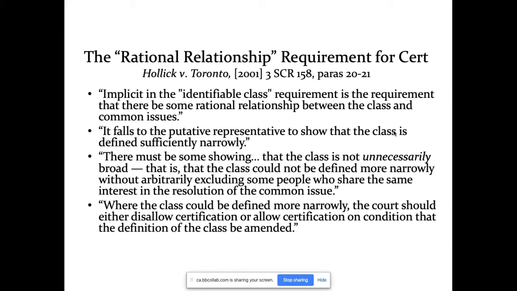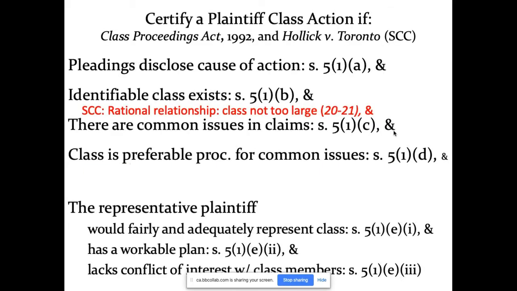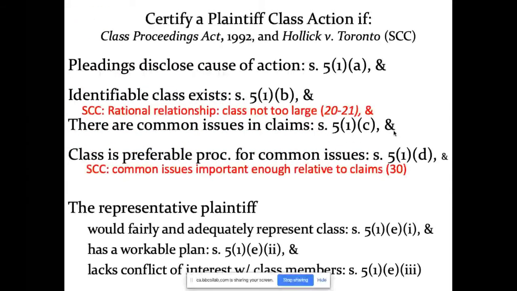Okay, and the onus there is on the class representative, that is to say the representative plaintiff. In paragraph 22, they have to have evidence supporting this proposed class. Okay, so far so good. Hollick has managed to do that. Where he trips up, and the reason why his class action is not in fact certified, comes under 5(1)(d), right? The preferable procedure for the common issues.